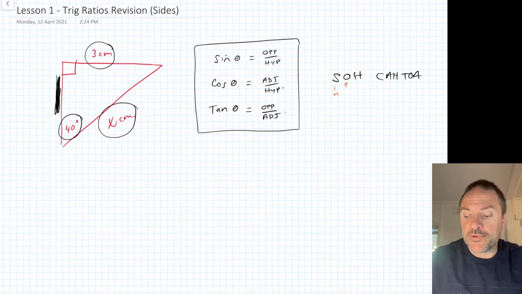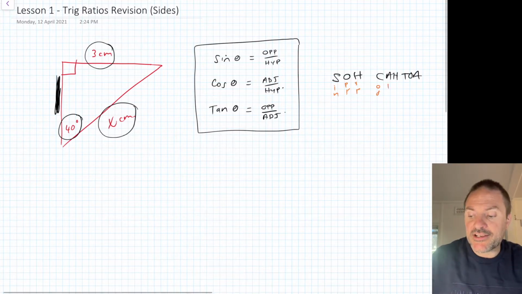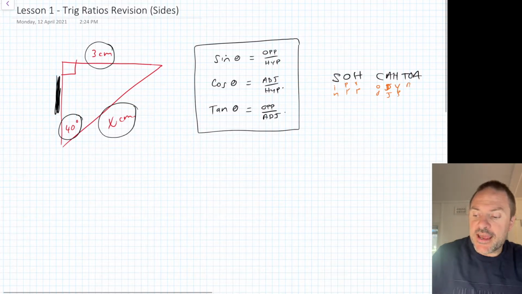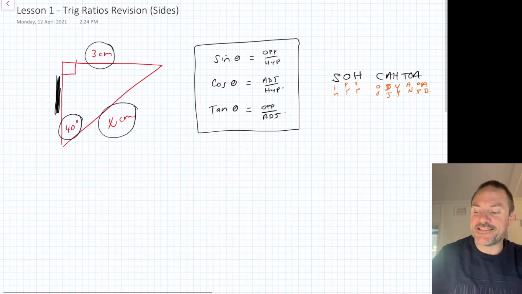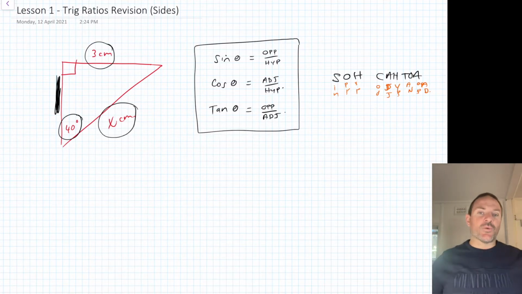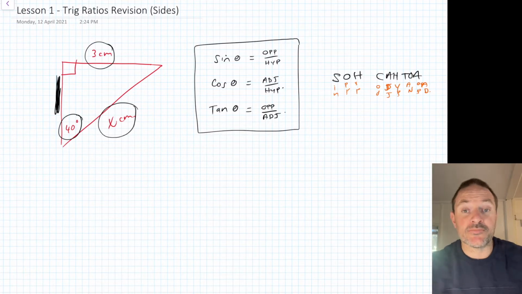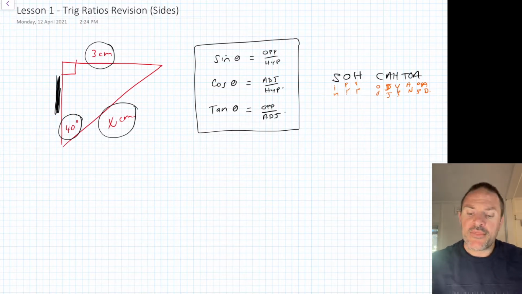Sine is opposite over hypotenuse. Cos is adjacent, ADJ, over hypotenuse. And tan is opposite over adjacent. Okay, so there's lots of ways you could do this, gents, but certainly SOHCAHTOA is probably the most universal that we know. That's going to help us to find one of these sides.